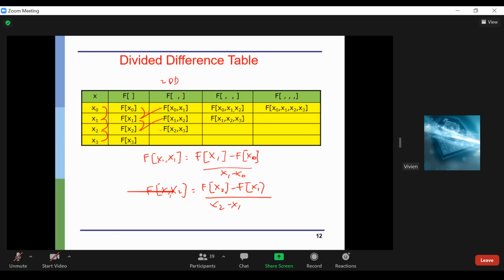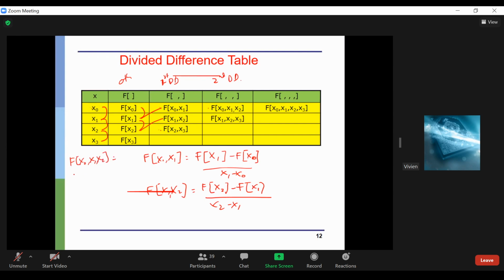Sorry, the first. So this is zeroth order, the first, and this is the second divided difference. So how to find the second divided difference? Now we have f[x0, x1, x2], so that will be calculated by, write it here, f[x0, x1, x2].